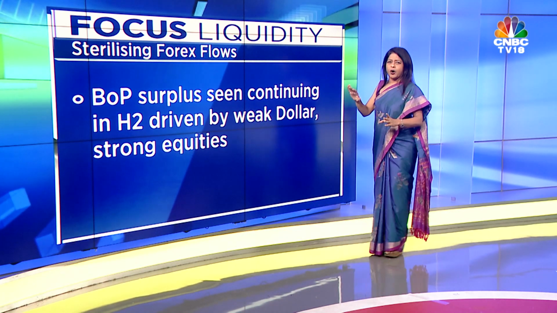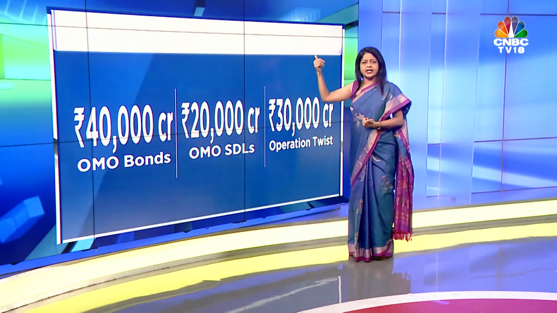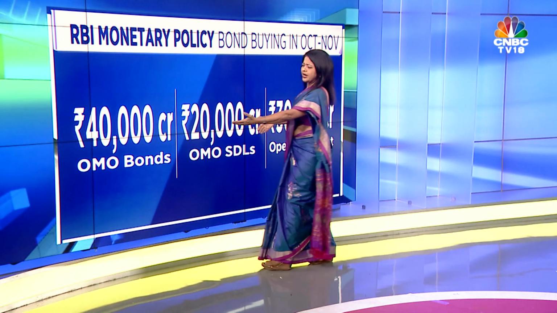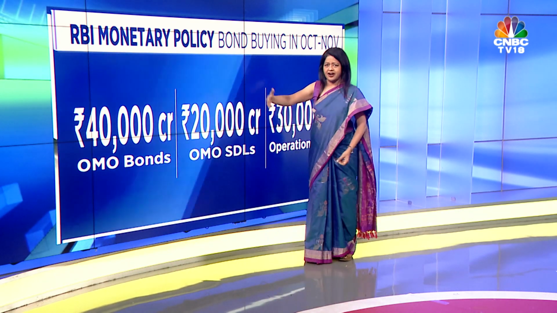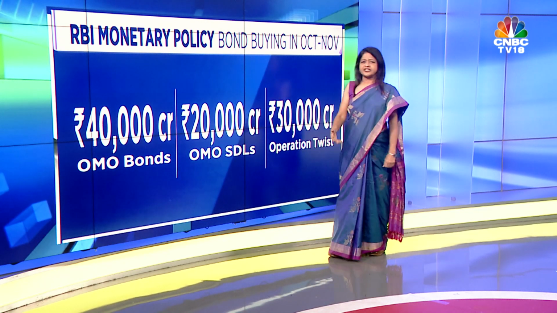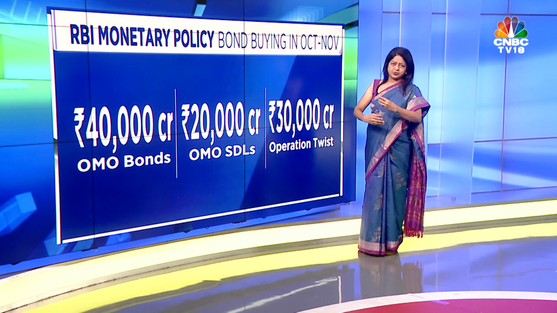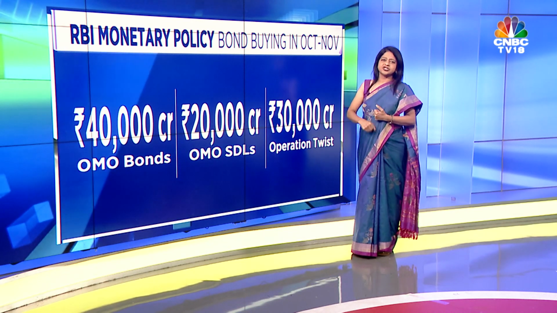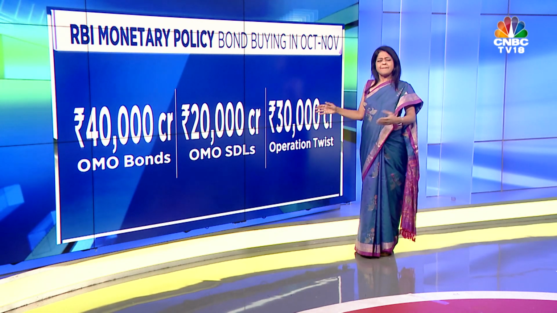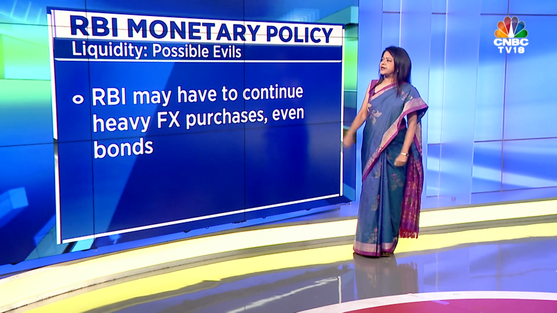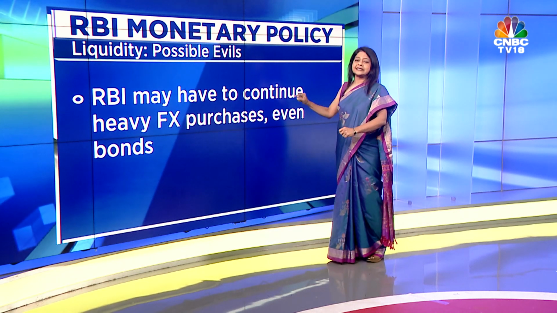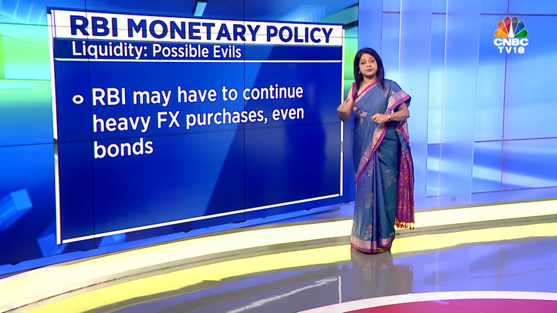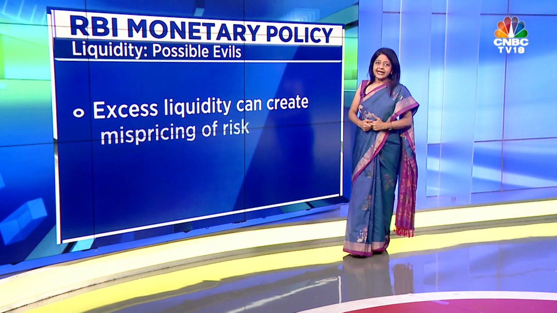It is also buying bonds, but not so much. If you take the September-October period alone, since the last policy, they've not bought much, but 40,000 crore of central government bonds, about 20,000 crore of state government bonds, and then they've done something called a switch. They buy up the longer term bonds, which no one wants, and give shorter term paper to keep yields down. But it's not done much in the bond market. The point is that they may have to continue to buy both dollars and bonds, which means they have to keep increasing the liquidity in the system.